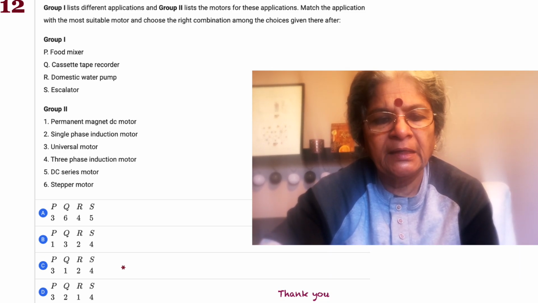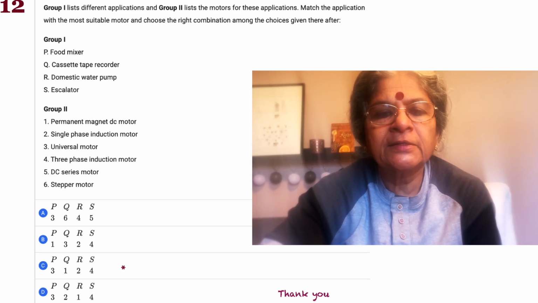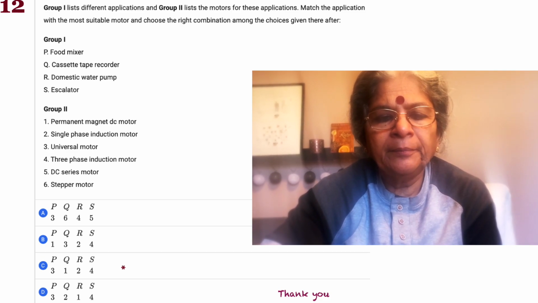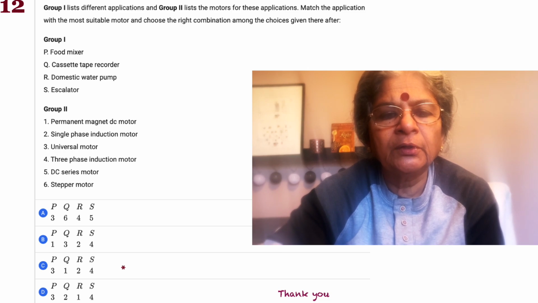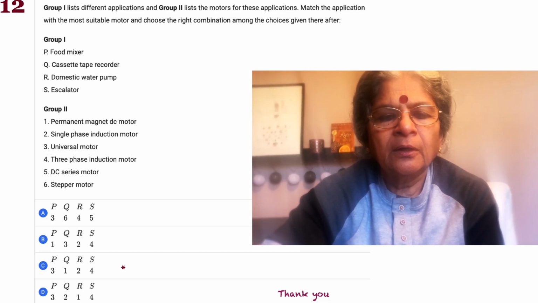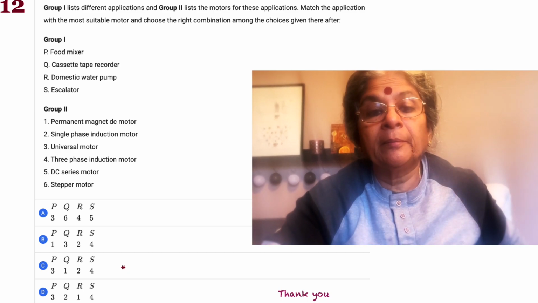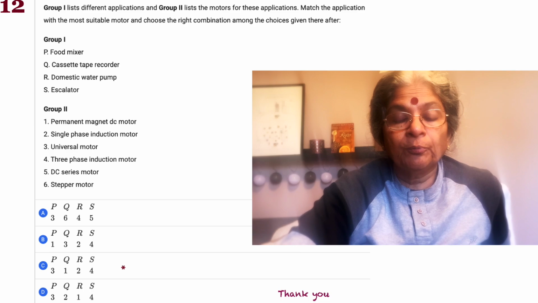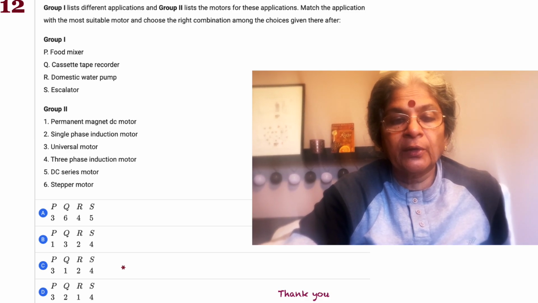So A, C, and D happen to be okay. B is rejected. Then we move to the cassette tape recorder. Again, a stepper motor is a good option. So A seems to be okay, but 3, the universal motor, is not used. We do use permanent magnet DC motors, which are good for cassette tape recorders. In fact, they used to be more prominent there. Also 2, the single phase induction motor, is not used. So A and C may be right.